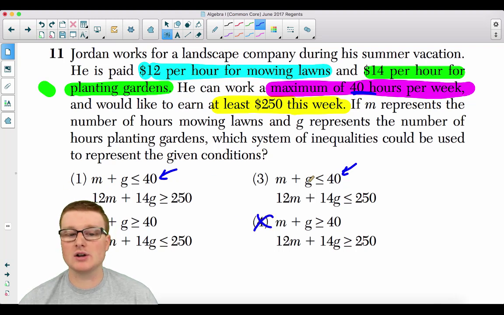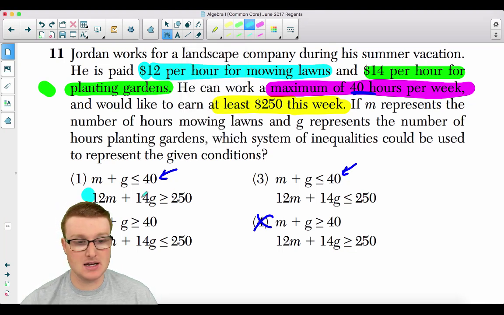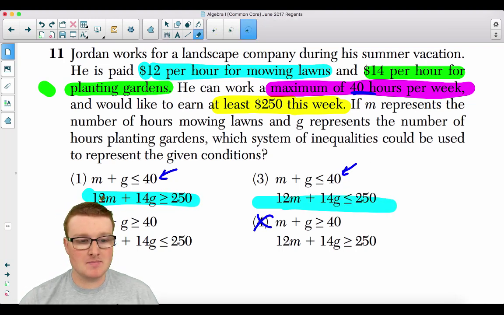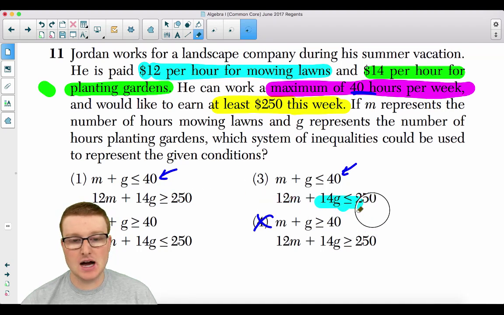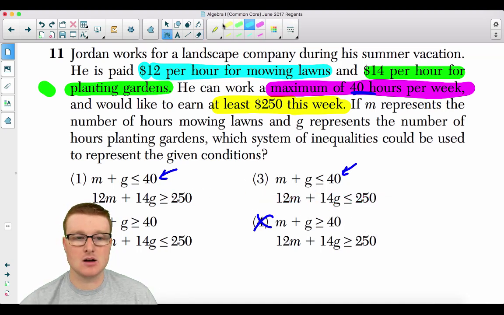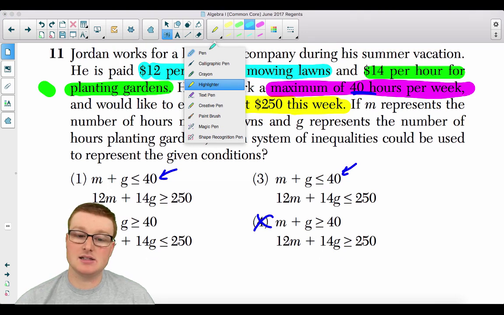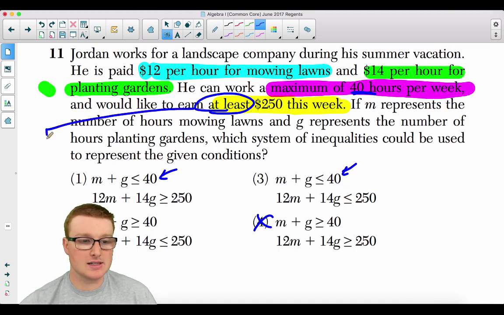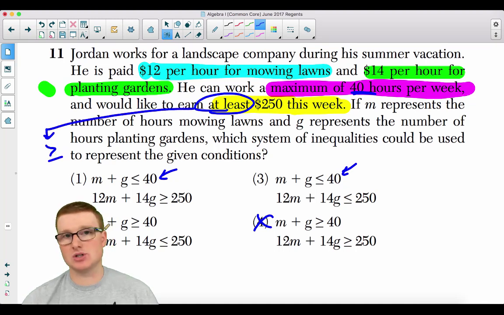It has to be choices 1 or 3. Now let's take a look at the money functions. These down here are the money inequalities, okay? So it says here in the problem that he wants to earn at least $250 this week, okay? Is that less than or equal to or greater than or equal to?